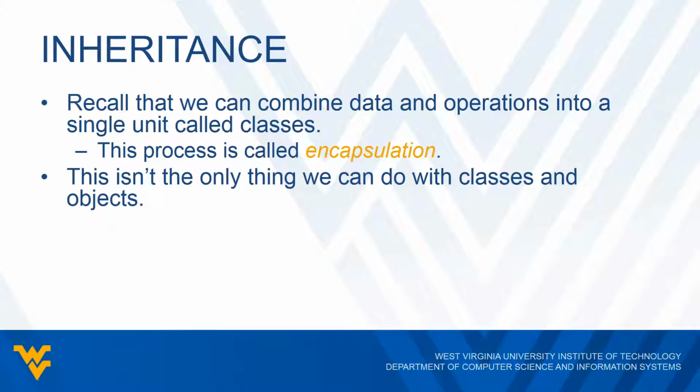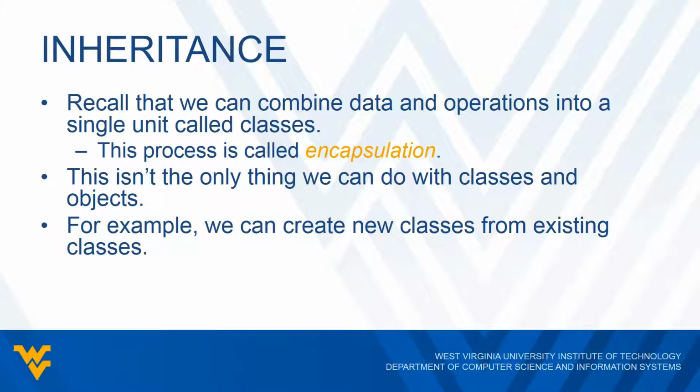But this isn't the only thing that we can actually do with classes and objects. There are a ton of different things that we can do with classes in an object-oriented programming language. For example, and this is what we're going to be talking about a little bit, we can create brand new classes by using the data and operations and attributes and methods from other classes that already exist. Instead of having to create brand new classes from scratch, we can take components of already existing classes into our new classes. And we'll see how this applies to inheritance.